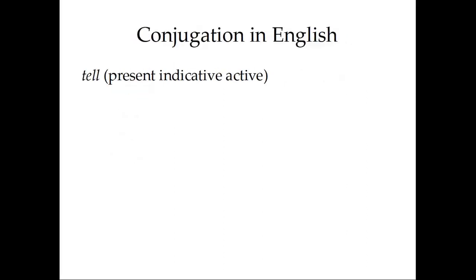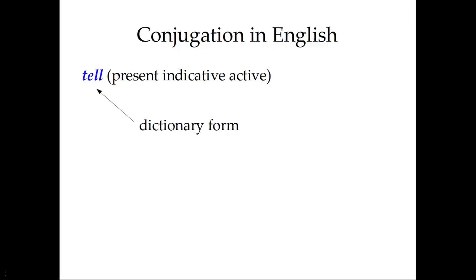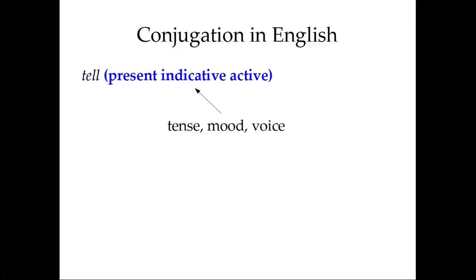Now, let's look at conjugation in English. Let's look at the verb tell in the present indicative active. Tell, of course, is the dictionary form of this verb. It's the form we would look this word up in the dictionary. And then the present indicative active is basically the tense, mood, and voice we happen to be looking at this verb in. There are other tenses, moods, and voices, and the conjugations would look different depending on which of those we're looking at, which combination of those.